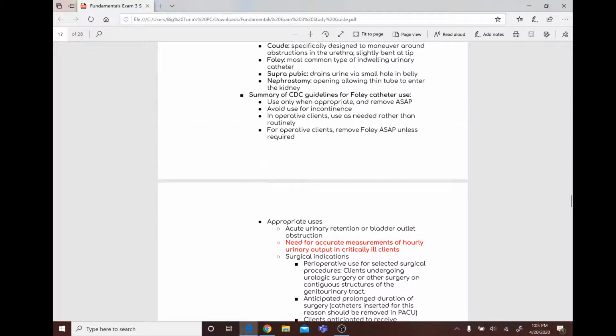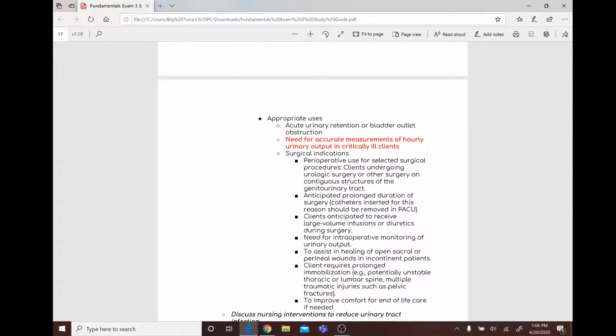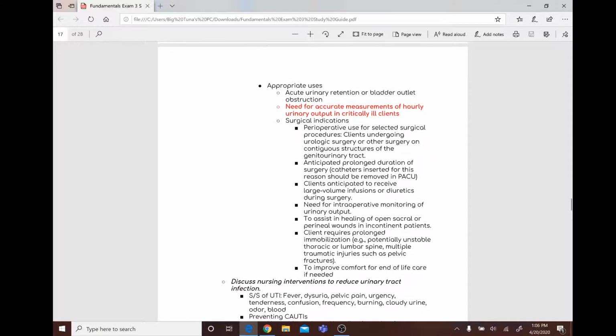When would we use catheters? Use when appropriate and remove ASAP. Avoid use for incontinence. Use as needed rather than routinely. For operative patients, remove ASAP unless required. So use it for acute urinary retention or bladder outlet obstruction. Need for accurate measurement of urine output.